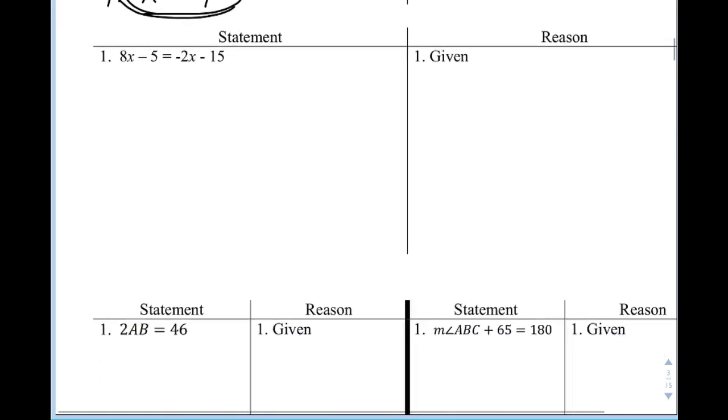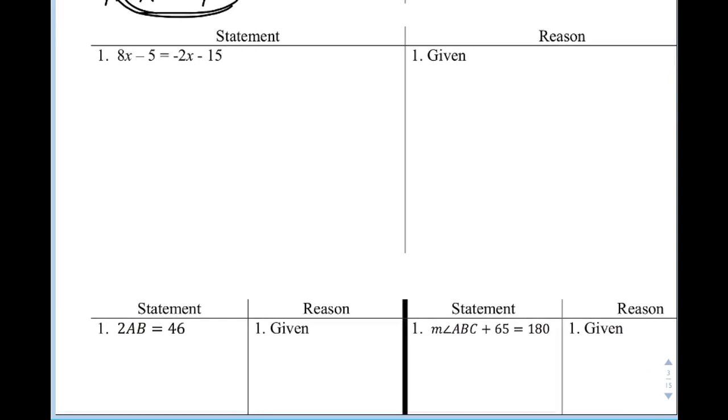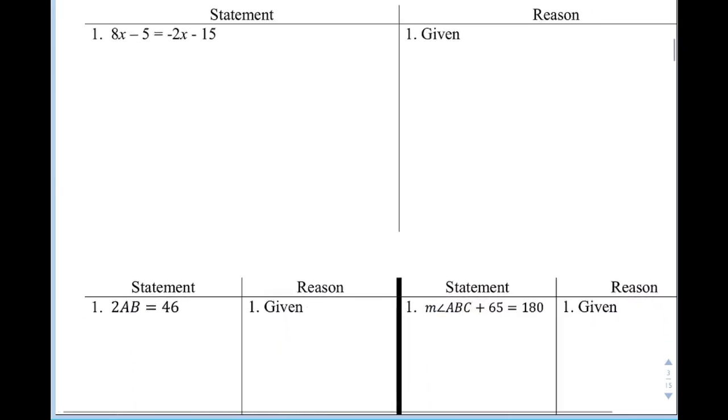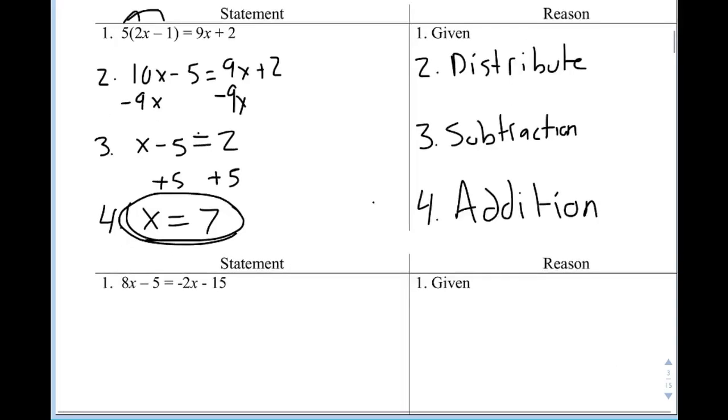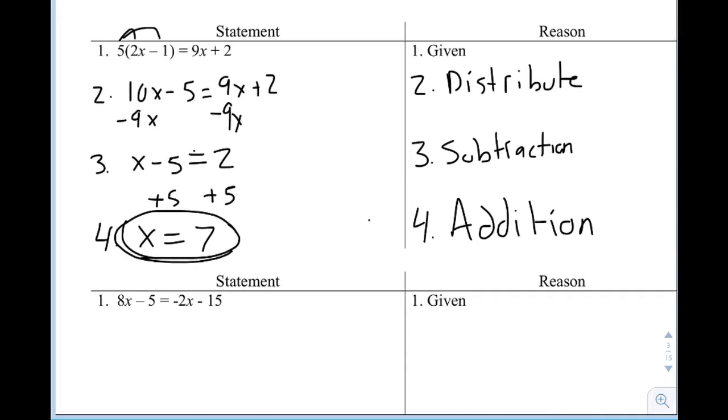I want you to try to do number 1, or the second example on this page, and see if you can follow the steps and just get in a pattern here of writing a statement and a reason. Paying careful attention to numbering, like I have here. We've got 1, 2, 3, 4. Matches up over on this side. 1, 2, 3, 4. That's an expectation that I will have.